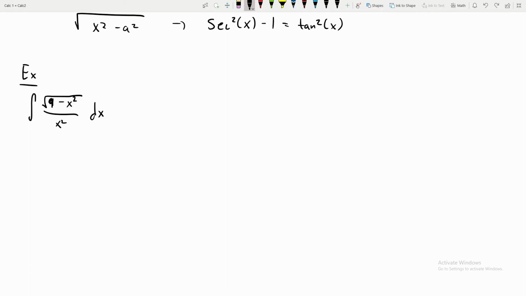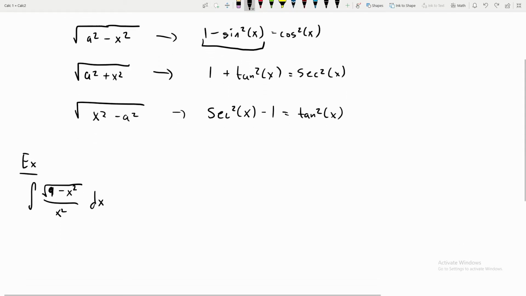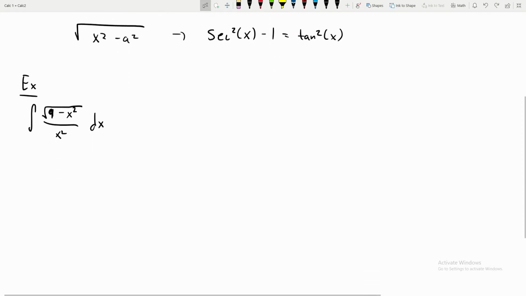Well, again, I've mentioned it, but this looks like this form right here. That's because we have a constant squared. So in this case, it's going to be 3 squared because it's a 9, and then we have minus x squared. So we're going to use this identity right here to simplify things.